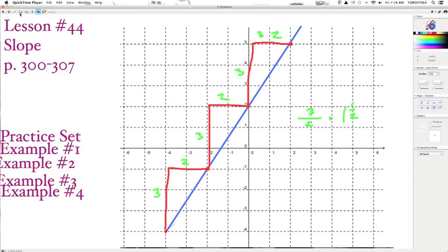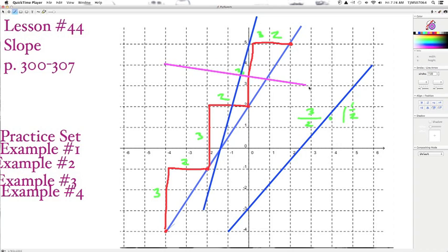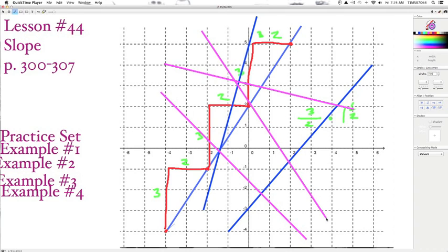What do you need to know now? You need to know this. Lines that go left to right up have a positive slope. These lines all have a positive slope. Lines that go down left to right have a negative slope. This line has a negative slope. That line has a negative slope.